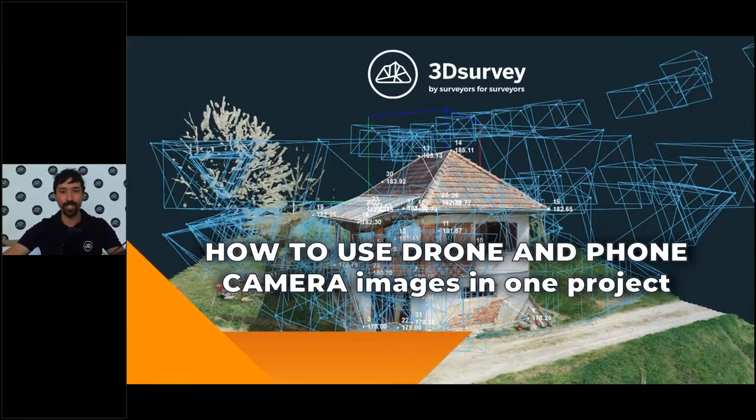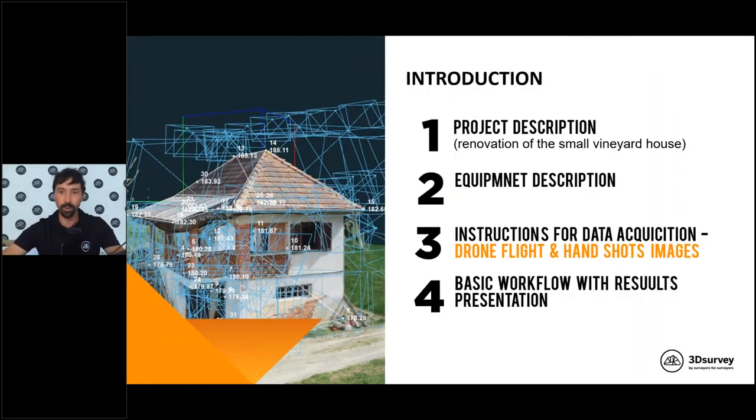I'm from the 3D Survey team, and today I have a pretty interesting webinar for you on the topic of how to use drone and phone camera images in one project. If we go to the webinar topic for today, we have a nice project. It's this kind of small vineyard house. For this project, they actually need a building footprint. They need roof dimensions, so that they know how much material they will need to renew it, and of course some specific points like the lowest and highest points.